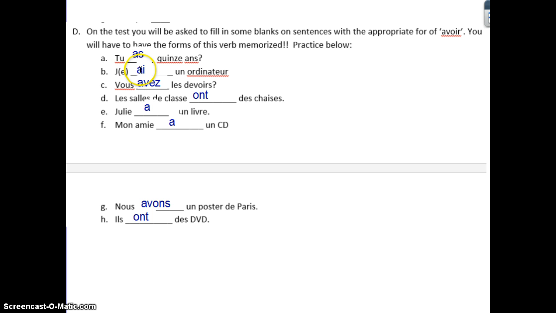For letter B, the je form is a. It's spelled A-I, but it's pronounced a. J'ai un ordinateur would mean I have a computer. For the vous form, it's avez. Vous avez les devoirs. Do y'all have homework?